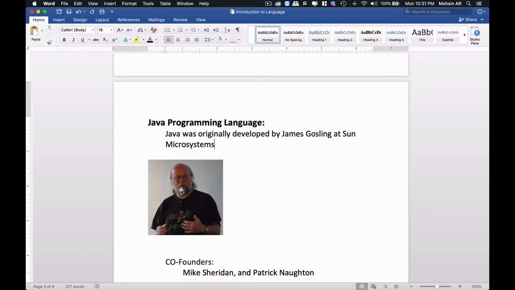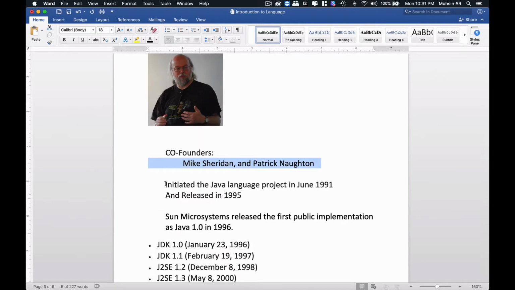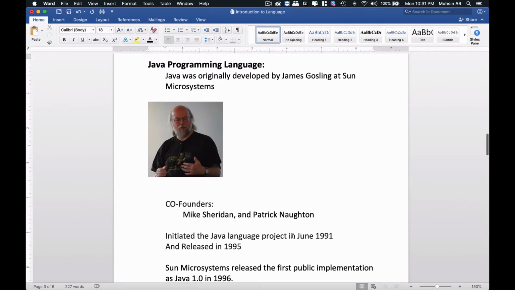James Gosling developed the Java language, and there are co-founders also, Mike Sheridan and Patrick Naughton. They both are co-founders of Java. They initiated the Java language project in June 1991 and released it in 1995. Some people say that in 1995 they released a testing version for developers to test the initial version of Java.